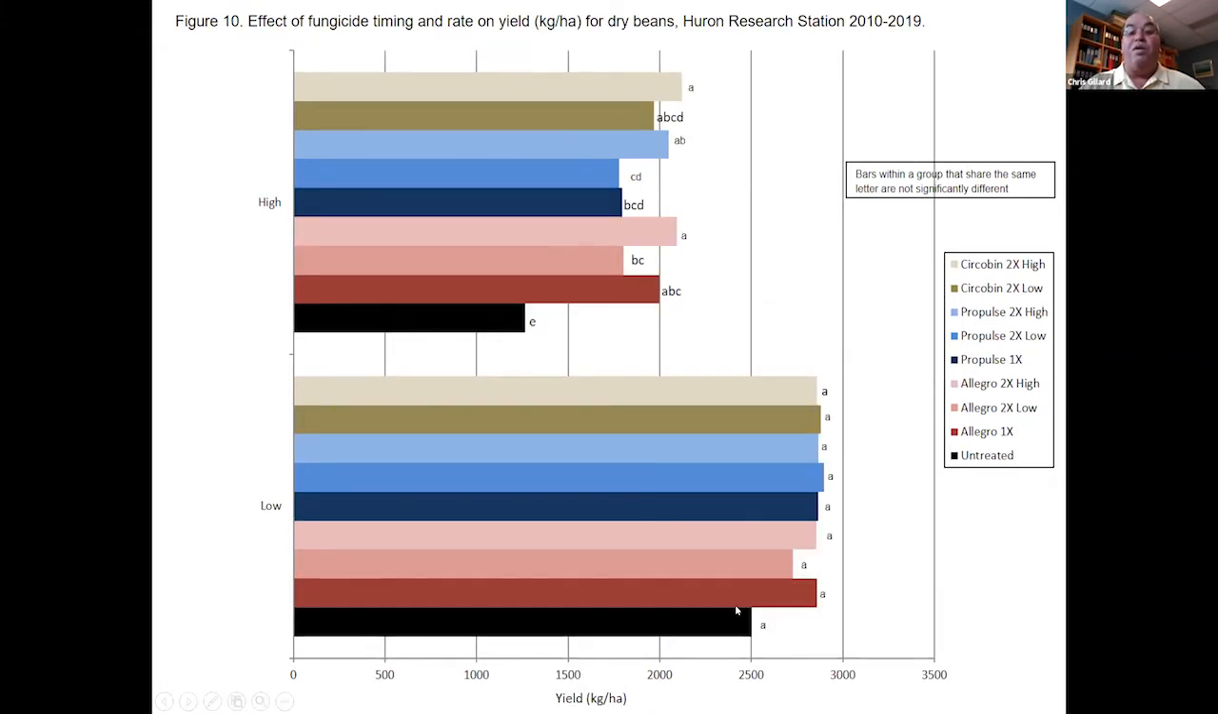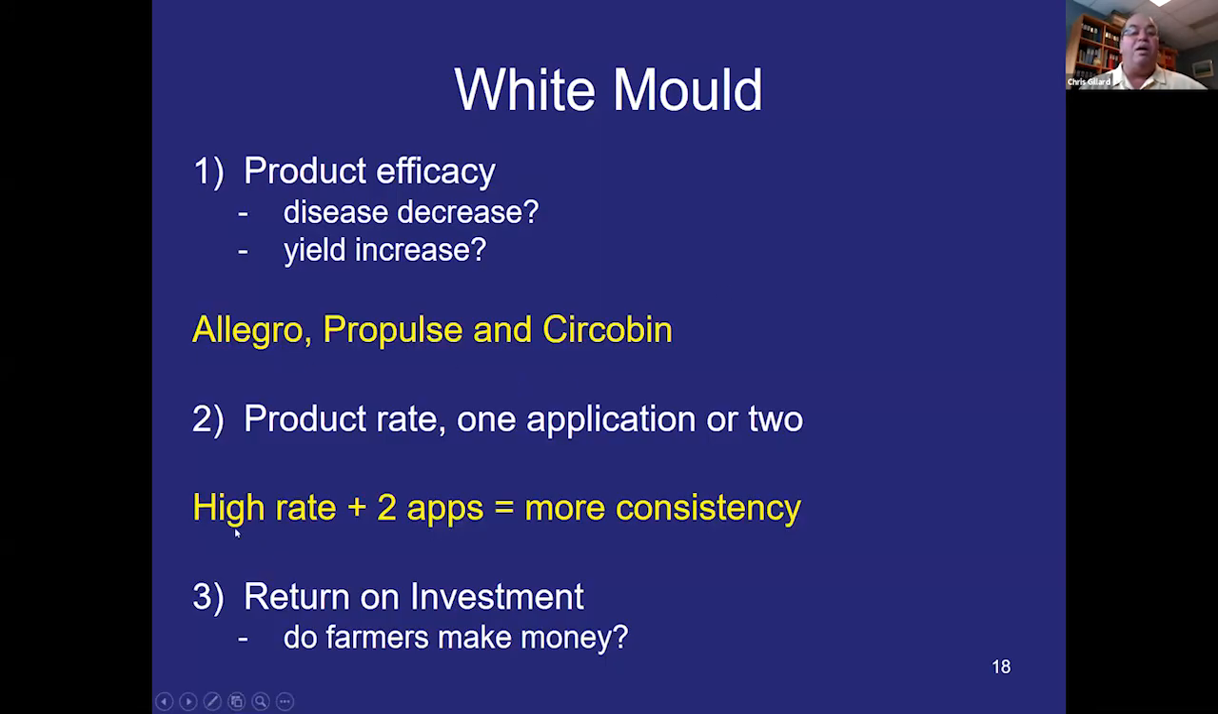If you move on to yield, no differences between the different rates and timings at the low sites, but at the high sites, we see some fairly clear differences between a 2x high rate and a 2x low rate for Allegro, and a 2x high rate and 2x low rate for Propulse. See the same trend here with Cercoban, not significantly different, but certainly the same trend. So we are seeing high rate and 2 apps giving us more consistency in the product's performance.